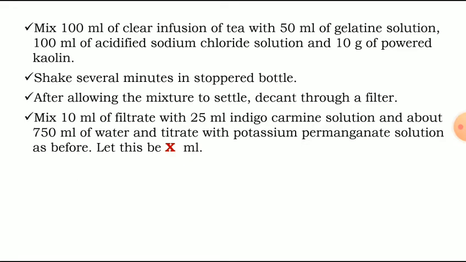From that we take 10 ml of the filtrate that we have decanted. That 10 ml filtrate plus 25 ml indigo carmine solution plus 750 ml water, these three together, we are going to titrate against the potassium permanganate solution as we have seen in the previous part. Whatever volume is used to find the end point of this titration will be the X ml.